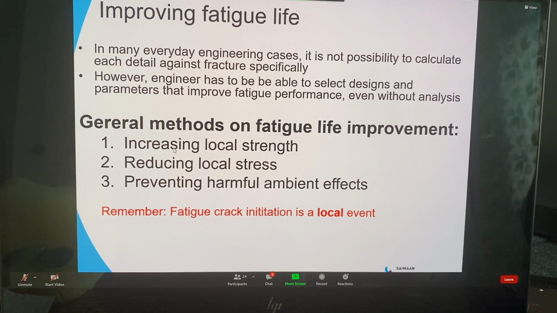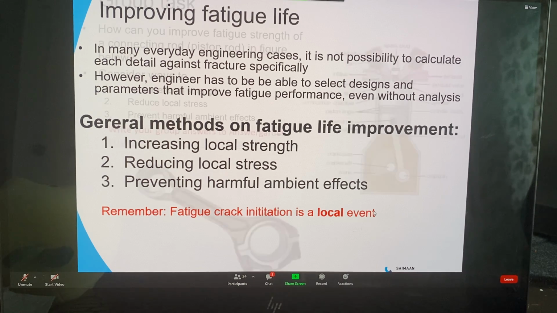First is increasing local strength. Second one would be reducing the local stress. And the third one is preventing harmful ambient effects. And there are, of course, more detailed methods under each of these, so how to concretely apply that. But all of them are based on the fact that fatigue crack initiation is a local event. As we saw in the microscope pictures, it's always local, in a very small area where the highest stress is and where the initiation starts. It's a local event, and that is the area we need to affect.